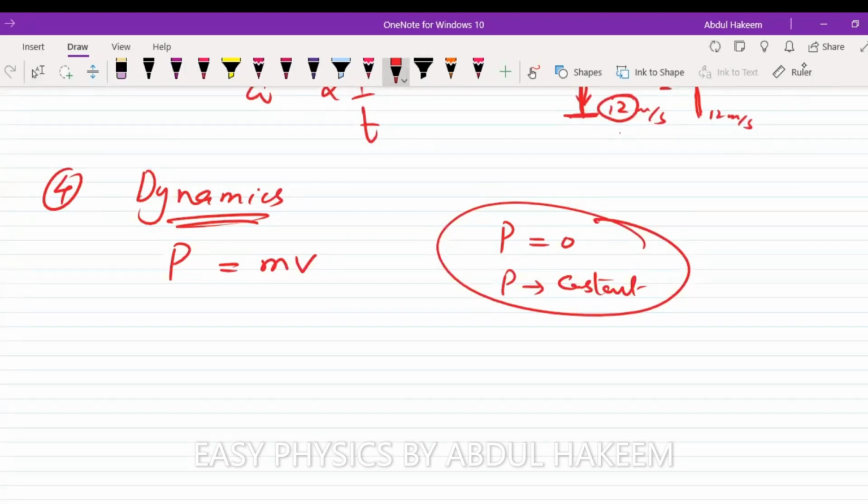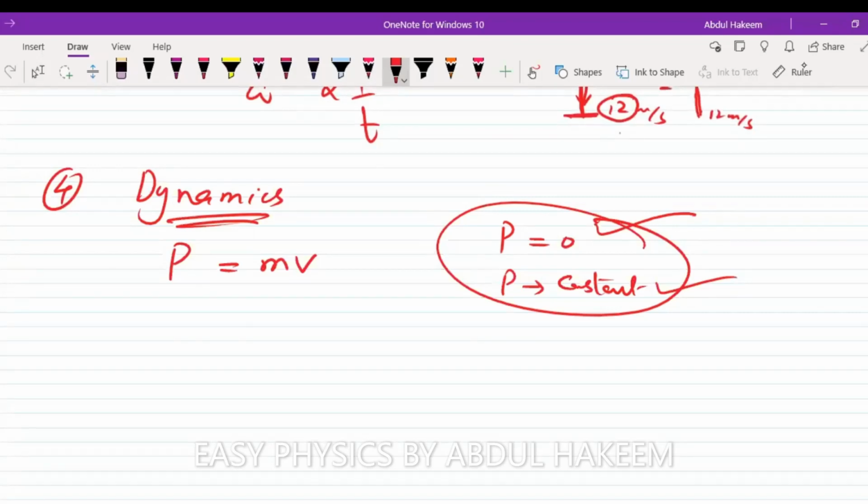When the momentum is 0, the object is at rest. When the momentum is mv, it's constant. It means we are following uniform motion. So the forces are balanced. Forces are balanced when the momentum is zero or the momentum is constant.